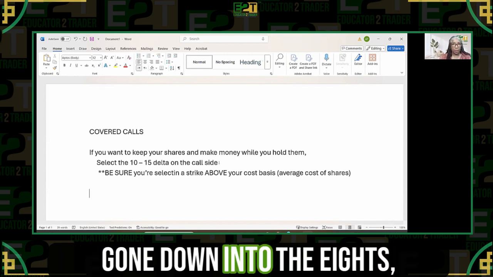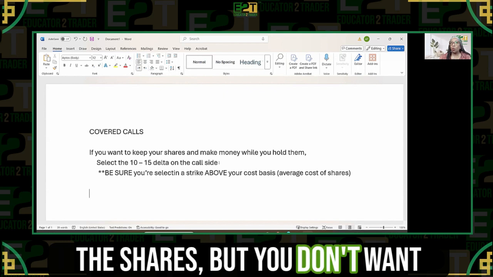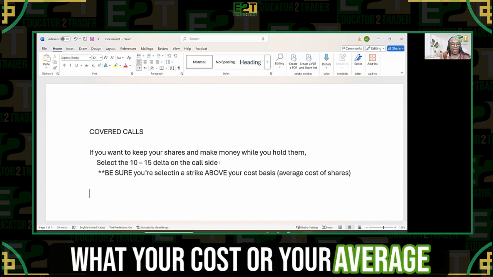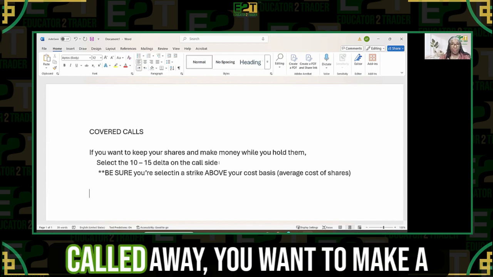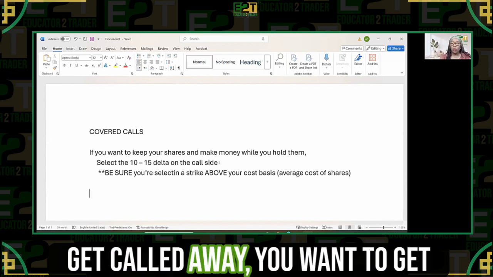Rigetti had gone down into the eights, nines, and sevens, right? I had the shares, but you don't want to call them lower than your average cost, because if they get called away, you want to make a profit. When and if they get called away, you want to get a profit.